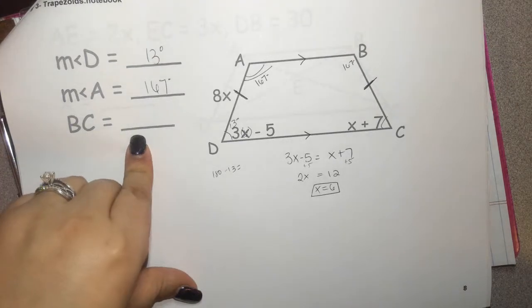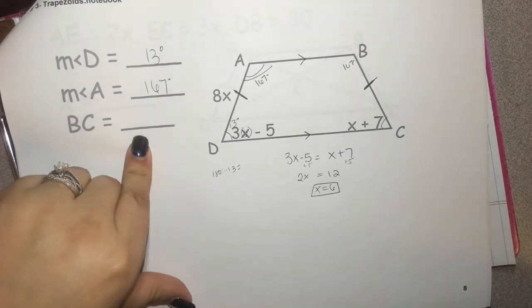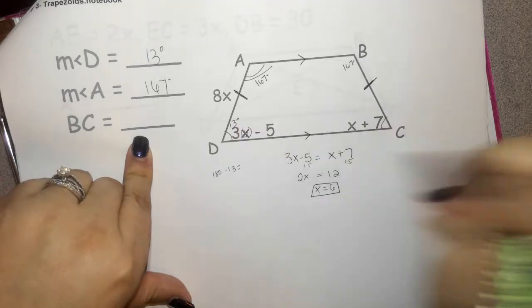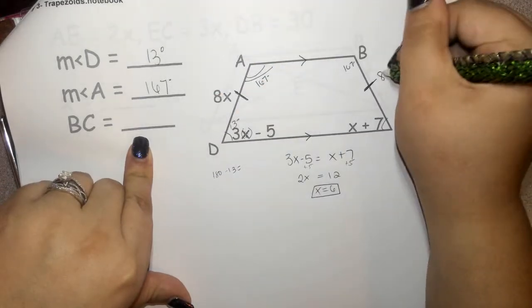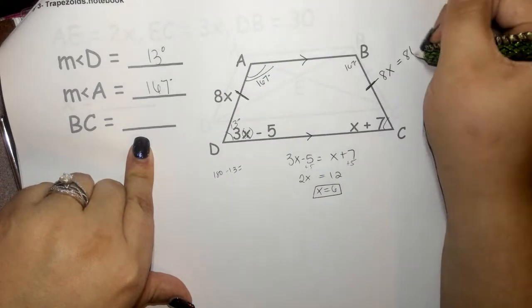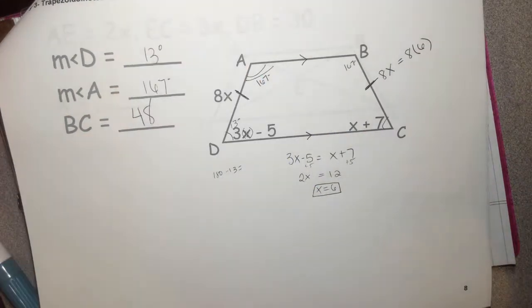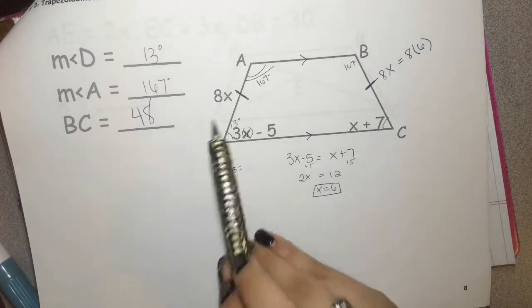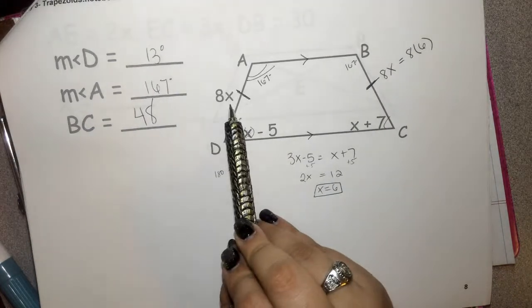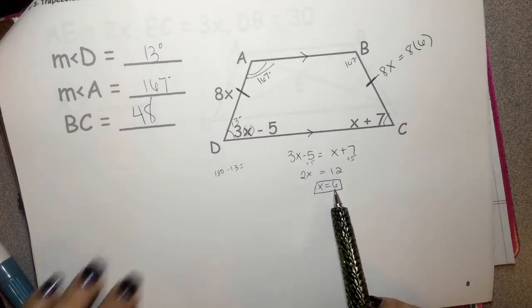Now it wants to know BC. Well, what do I know BC is? It's 8 times 6. I know it's the same as AD, so it's both 8x. What was my x? 6. So what's 8 times 6? 48. Does that make sense? You know that these are the same. So this is 8x, and then I pulled my x from down here.